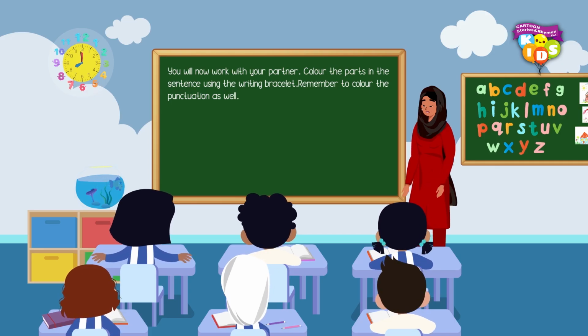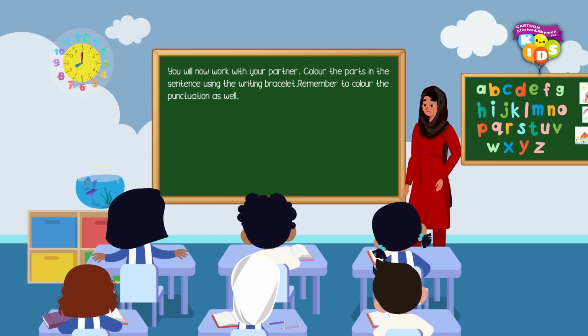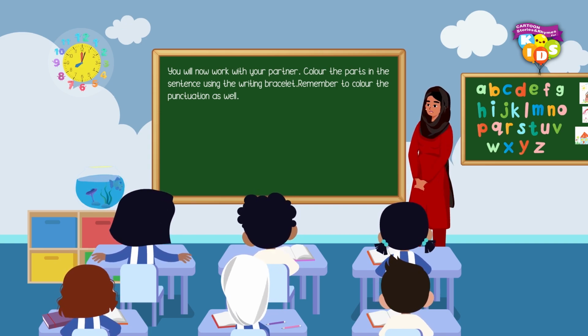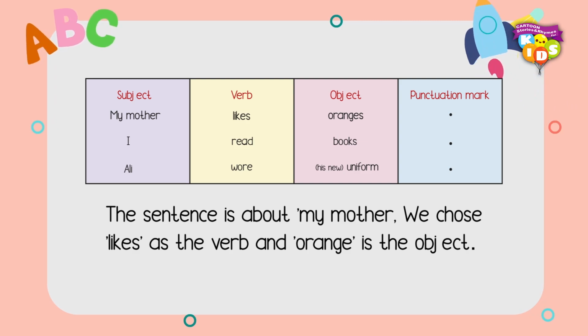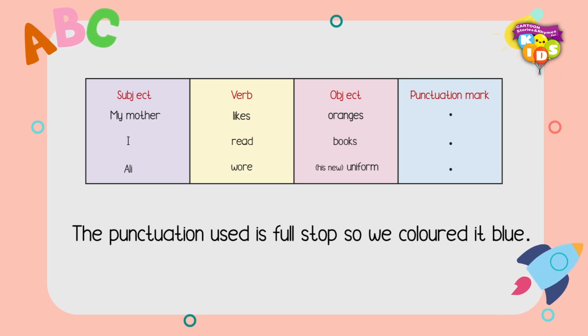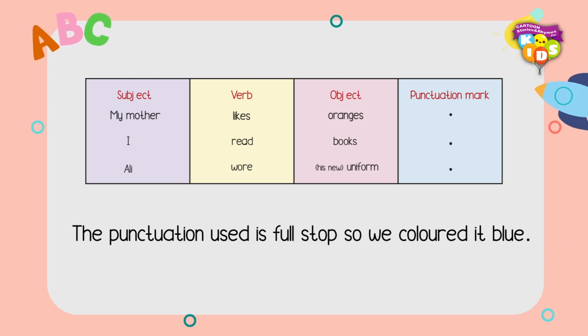Everyone, let us check our work together now. We will start with the first sentence. Teacher, the sentence is about my mother. We chose likes as the verb and orange is the object. The punctuation used is full stop, so we colored it blue. Very good. The next sentence, please.